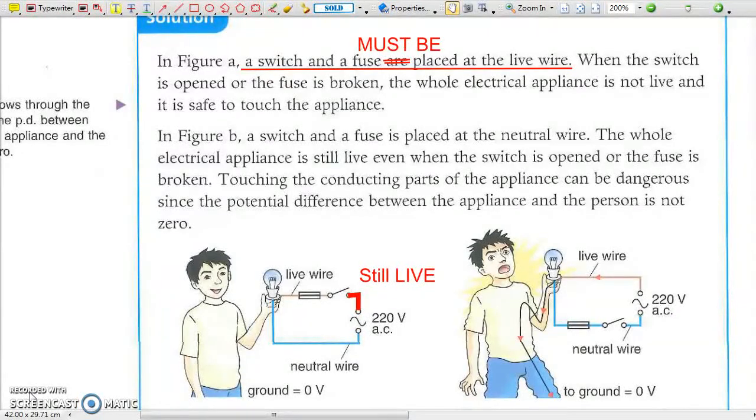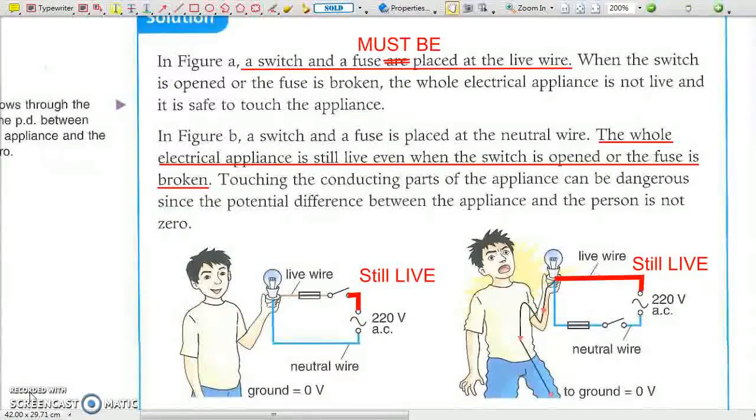On the other hand, if the fuse or switch is connected in the neutral wire, when the fuse is blown or when the switch is open, a large part of the circuit is still live, which means it carries a voltage from the live wire, and hence it is dangerous. When someone touches this part of the circuit, which is supposed to be safe, current flows through that person and he gets an electric shock.